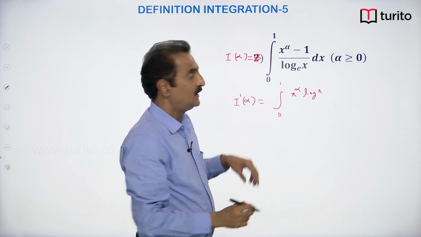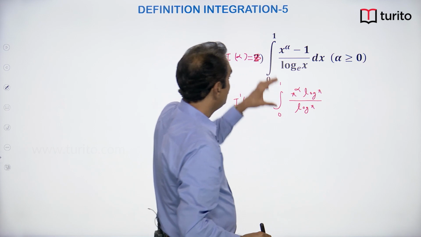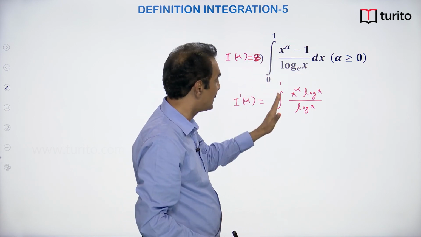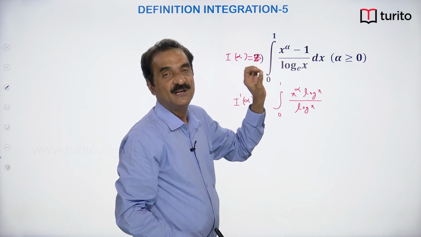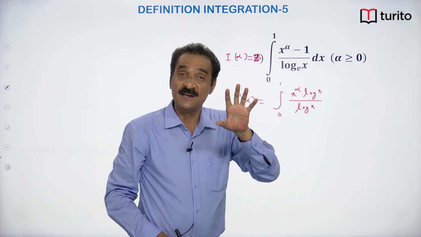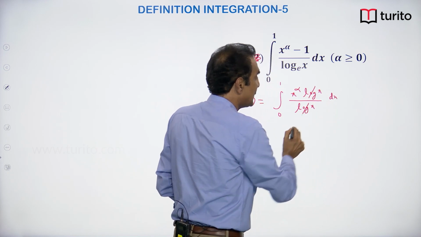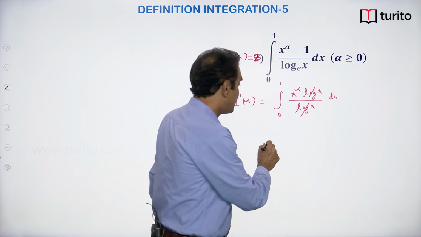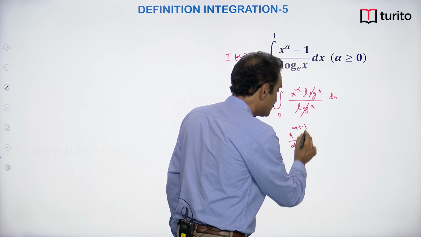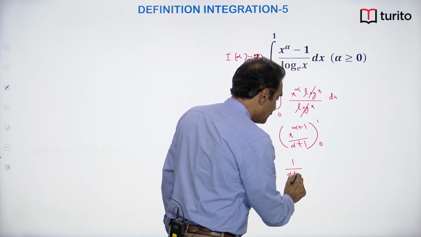Derivative of 1 is 0 by log x. This integral is with respect to x, but we are differentiating with respect to alpha. So, we will write the integral as it is and x also as it is, only we have to differentiate with respect to alpha, keeping x as a constant. Now, into dx, log x cancels, the integral of x power alpha is x power alpha plus 1 by alpha plus 1. Substituting the limits, you will get 1 by alpha plus 1.